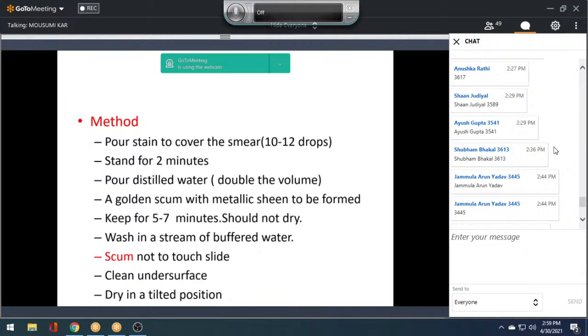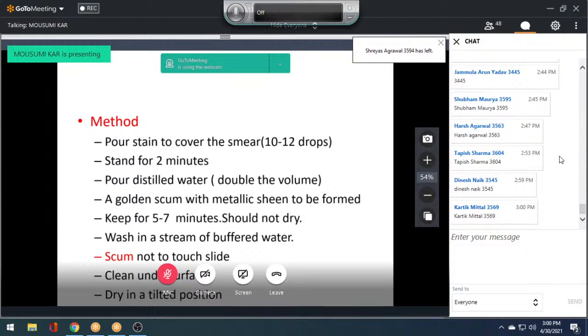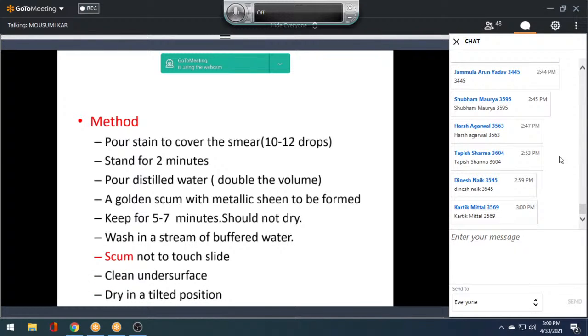Then you pour distilled water. Now this distilled water should be double the volume of the stain that you have put. So suppose you put 10 drops of the stain, you add 20 drops of the distilled water. And this distilled water will allow the differential staining. It allows the methylene blue to go and stain the nucleus. It allows the eosin to go and stain the cytoplasm. So remember, the first 2 minutes is only fixation. The staining is the next 7 minutes.